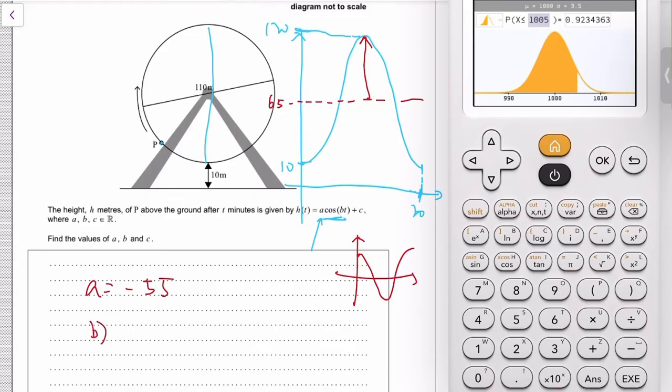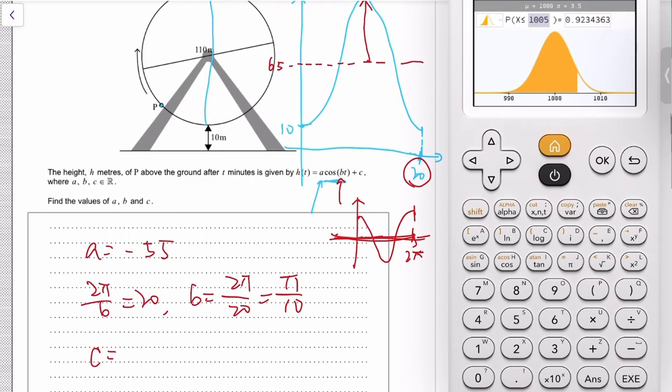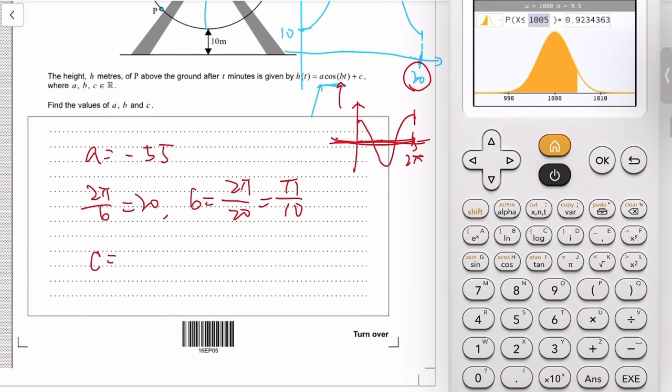B, to find the value of B, alright, the original period of cosine is 2 pi. So if you multiply by B, it will be horizontally compressed by B times, so the period would become 2 pi over B. But now the period is provided as 20, so B is 2 pi over 20, pi over 10. And lastly, C is how much you shift up, right? So the middle line would shift up by that amount, which now is 65. So C is just 65.